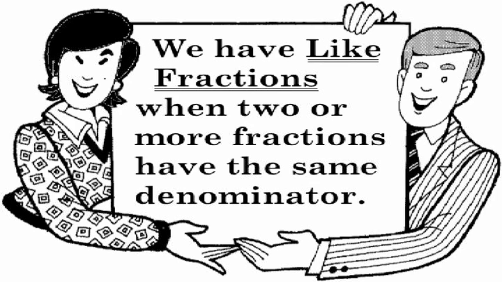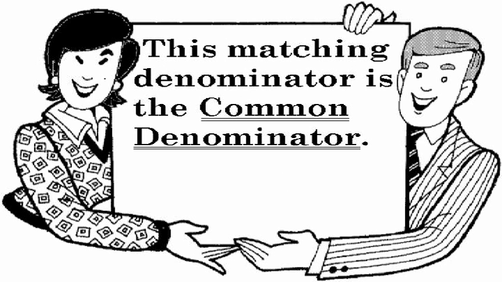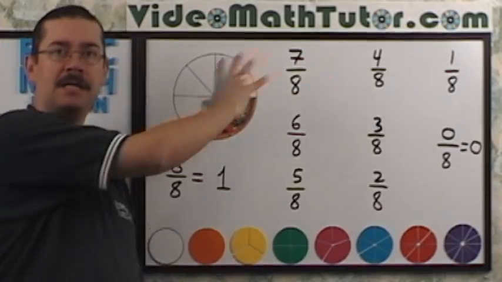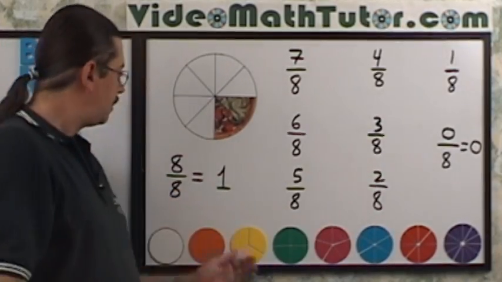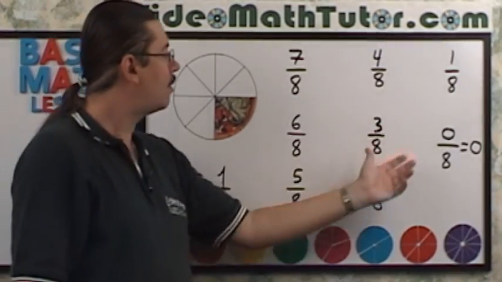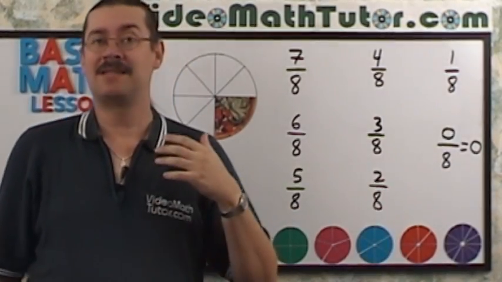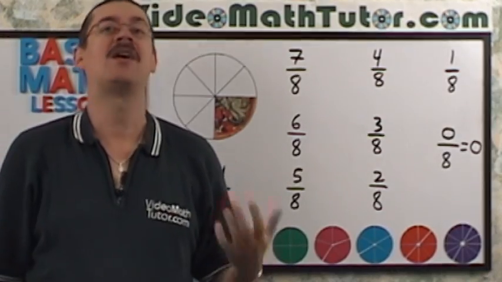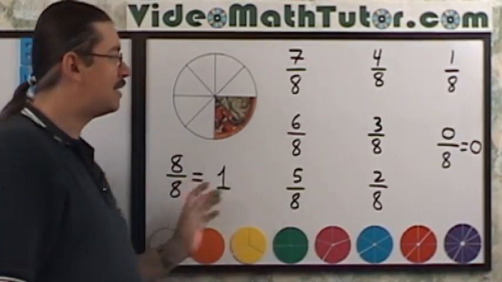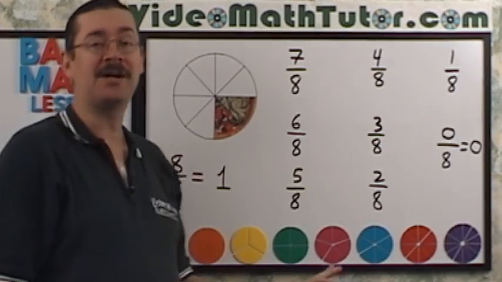We have like fractions when 2 or more fractions have the same denominator. This matching denominator is the common denominator. Are these like fractions? Well, look at the denominators. They're all the same. So since they have the same denominator, they're like fractions. And again, you can say this is a common denominator of 8.